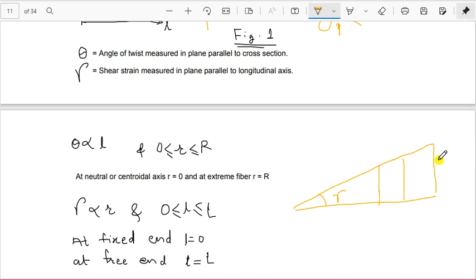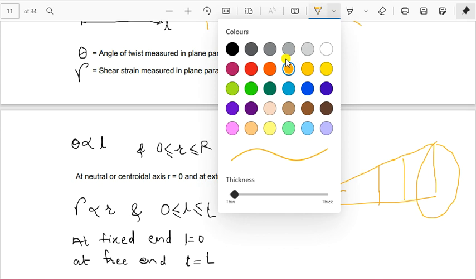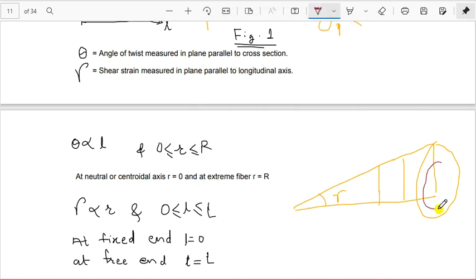But if we reduce this diameter, I will create a new diameter. Let us say this is the smaller diameter. Now you can see this gamma value is reduced. Now this is gamma 1. Previous gamma was greater and new gamma 1 is less. That means gamma is directly proportional to R.